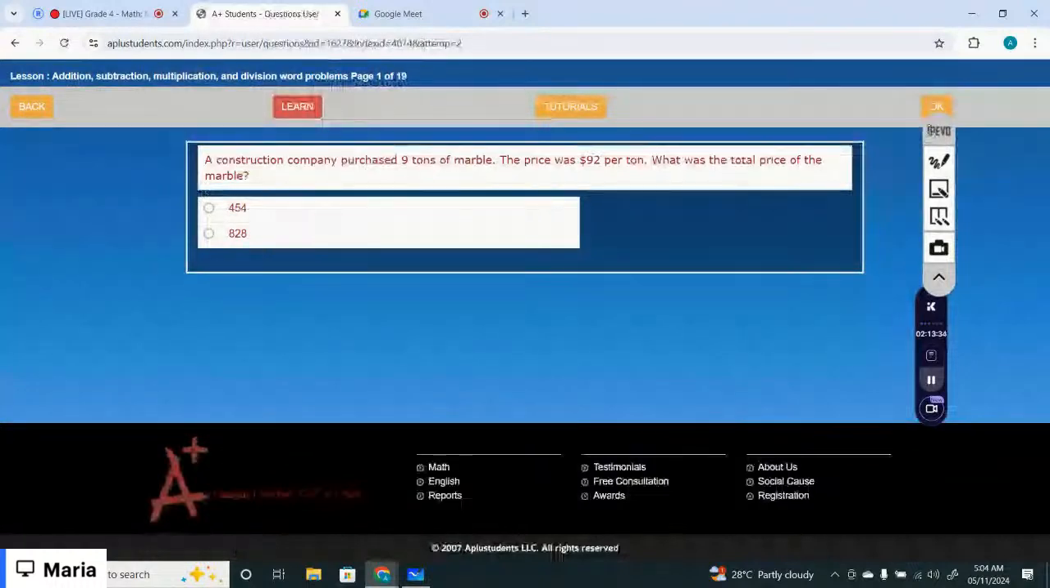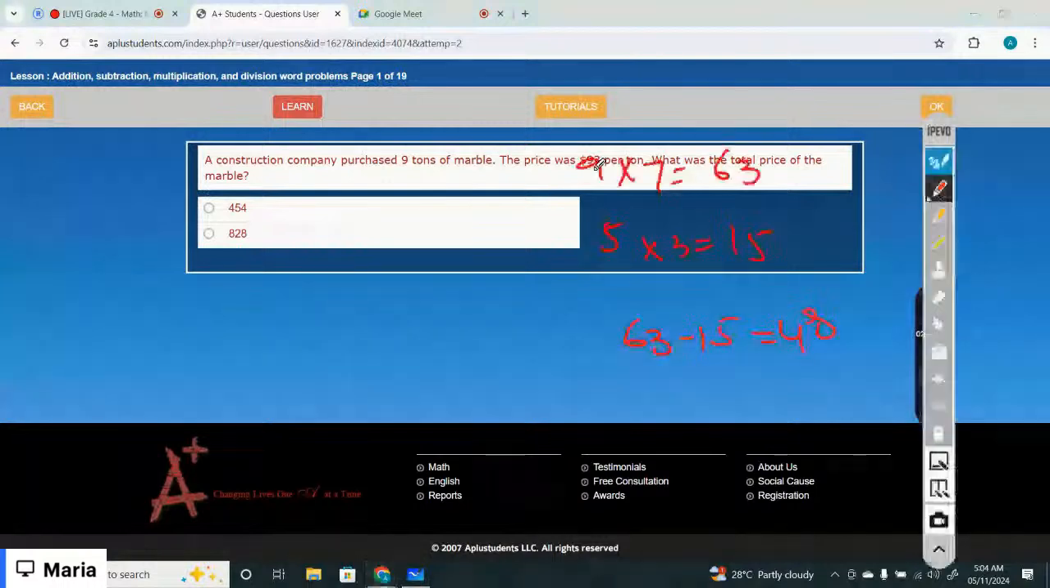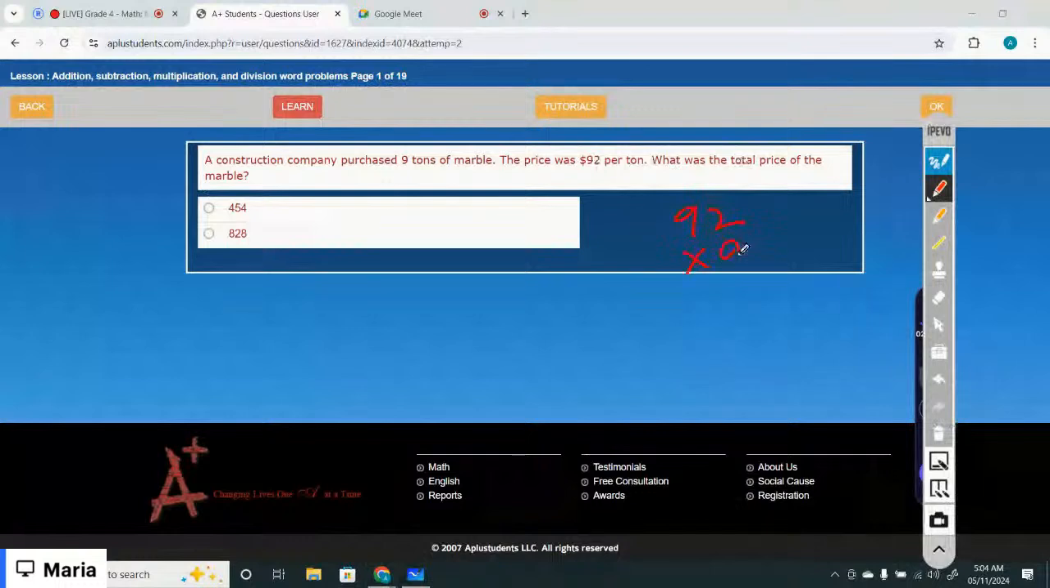A construction company purchased 9 tons of marble. The price was $92 per ton. What was the total price of the marble? You have to calculate the price of the total marble, right? The price of 1 ton is 92. So you have to do 92 times 9, right?